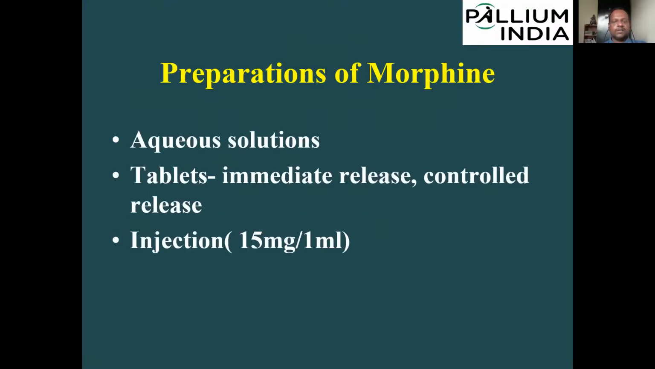Thank you. So these are the preparations of morphine available for us. Aqueous solutions, tablets. Tablets, there are two forms, immediate release and controlled release. Sometimes it will be capsules and injection. Suppositories are not available.